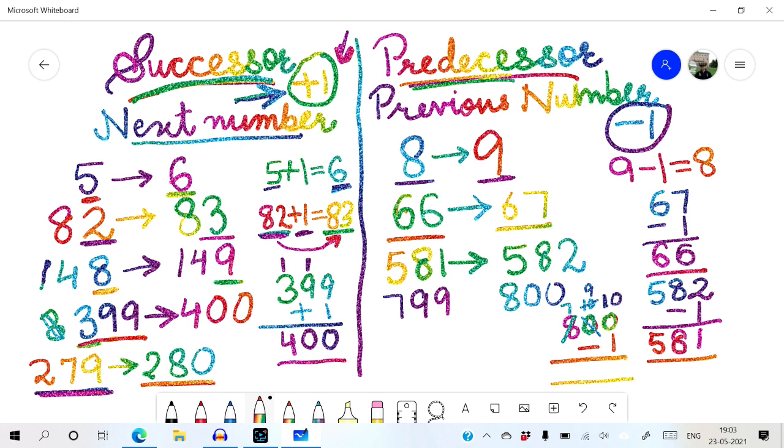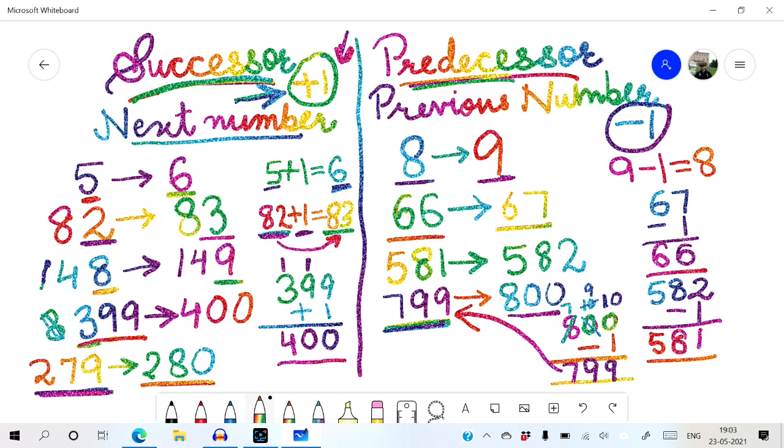Now 10 minus 1 is 9. This 9 will come here and this 7 will come here. So we got 799. So 799 is the previous number or the predecessor of 800. Okay, last one example.